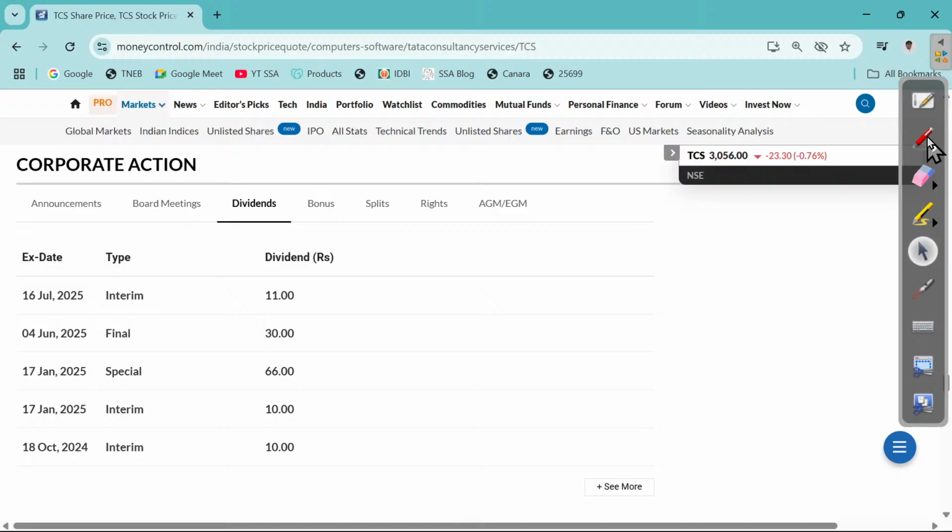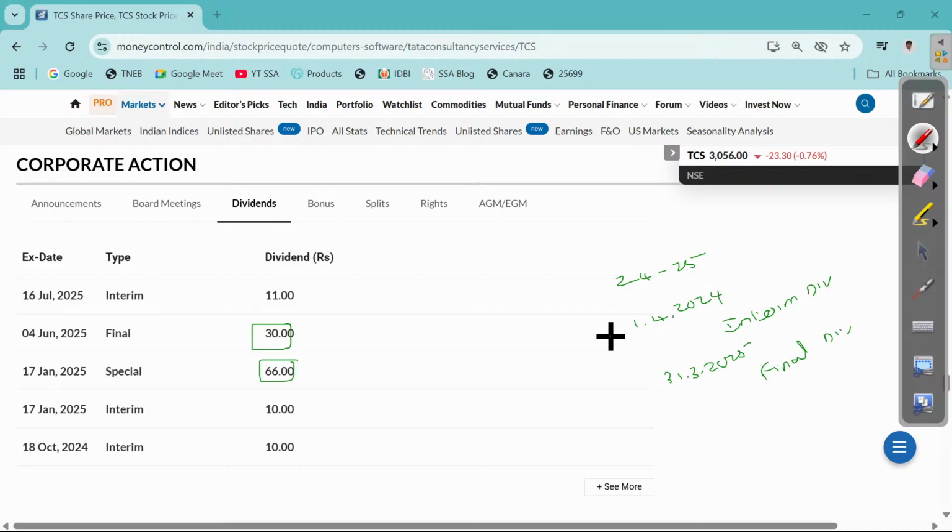Surprisingly very high only due to this reason. Special dividend is announced and final dividend. Exorbitantly high dividend announced for the year 24-25. Usually any dividend paid after 1/4/2024 is named as interim dividend, up to 31st March 2025. After that, you may be given final dividend also related to that. So you have to check all these things.